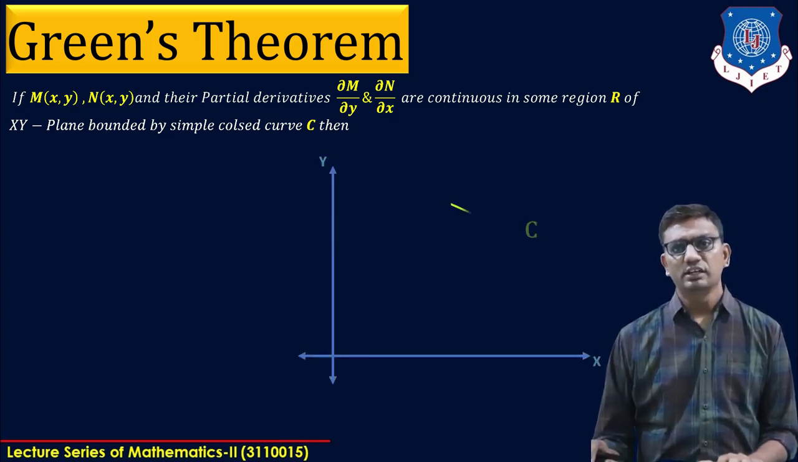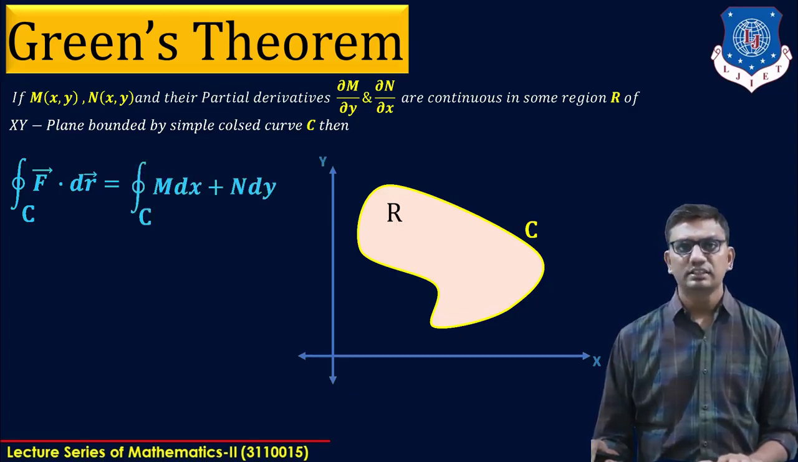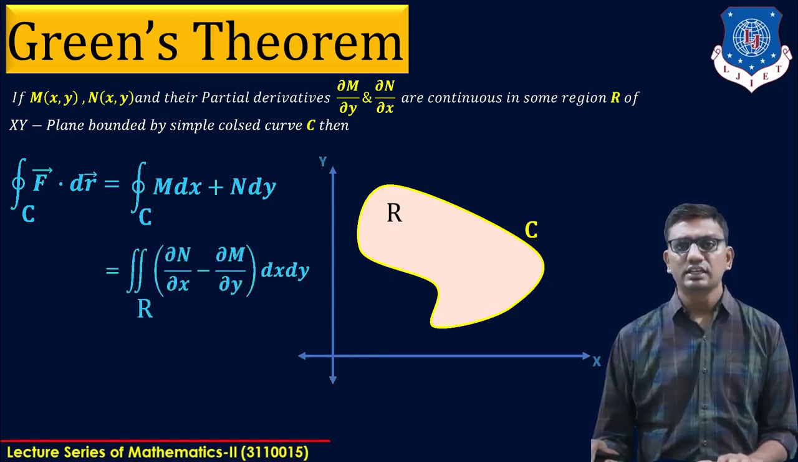Here this is our region in xy plane which is bounded by simple closed curve C, and the line integration on the simple closed curve is integration over C f bar dr bar, which is also denoted as integration over C M dx plus N dy, and according to the Green's theorem, we can evaluate this integration as double integration over the region R del N by del x minus del M by del y dx dy.